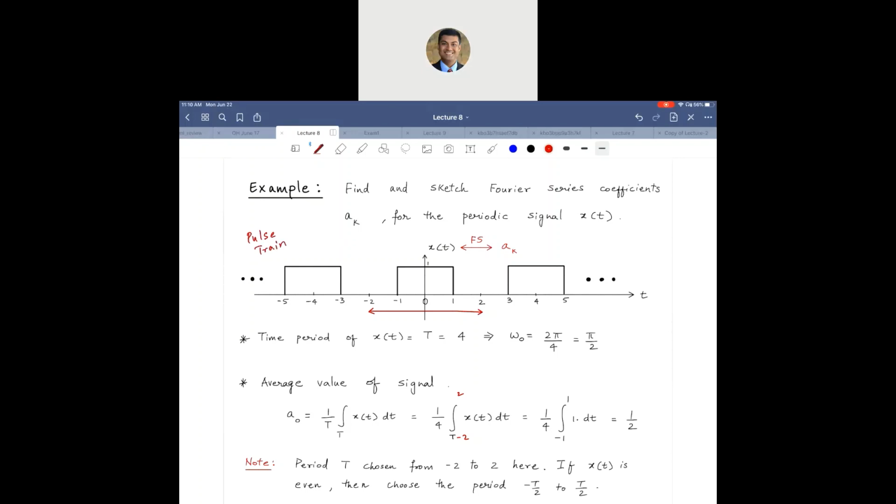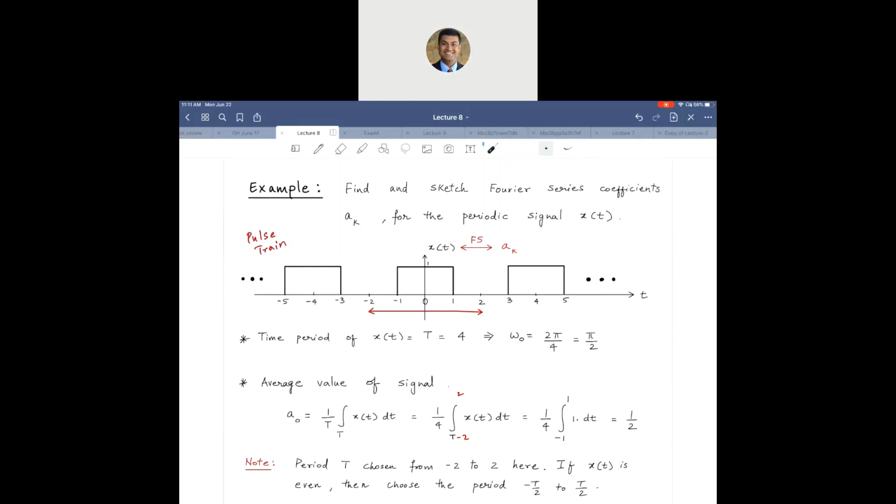And why am I calling it a pulse train? Simply because it is a train of pulses. So you have pulse 1, 2, 3, and so on, one after the other after the other. So it is a continuous train, like different cars in a train. You have pulses coming one after the other. So it's a periodic pulse train.